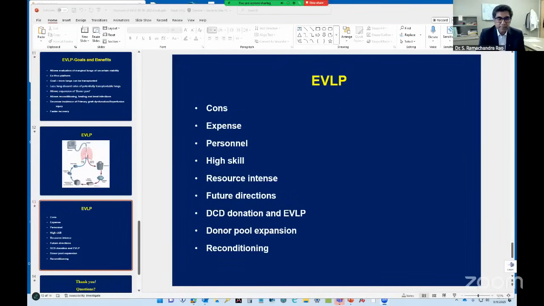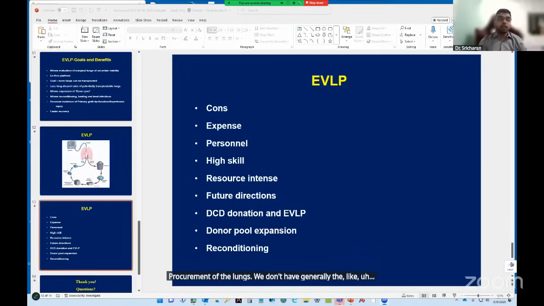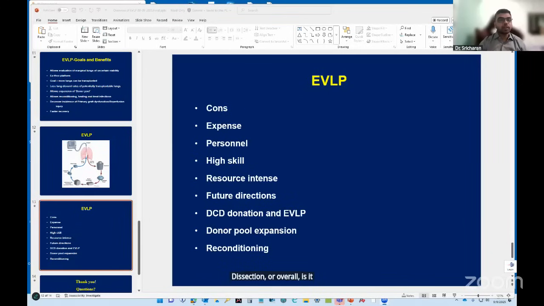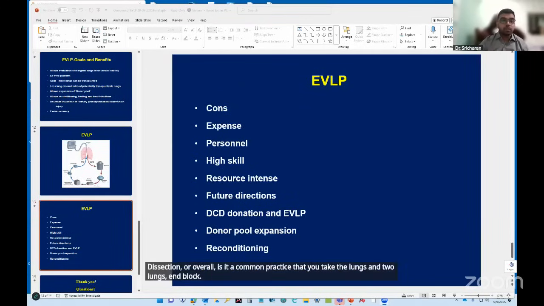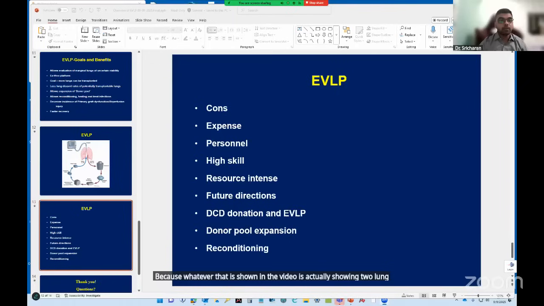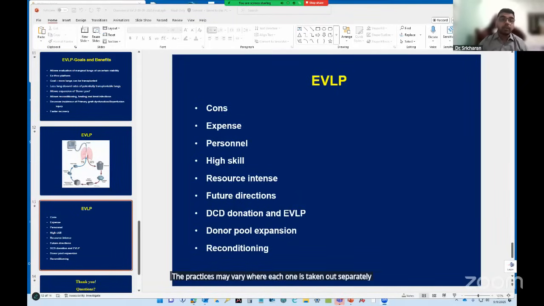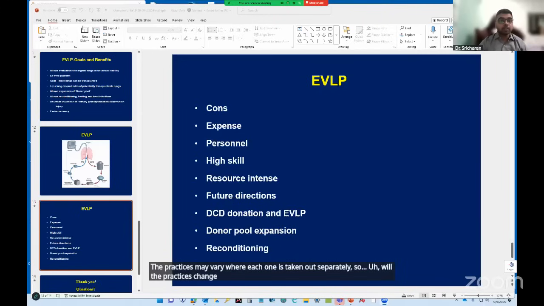Okay, sir. Thank you. For procurement of the lungs, the individual lungs are generally procured individually during the donor harvesting, right? So when we are suspecting an EVLP, is it common practice that you take the two lungs en bloc? Because what is shown in the video is two lungs connected to the trachea en bloc, but practices may vary where each lung is taken out separately. So when we are suspecting EVLP and taking out the lungs, do we take it en bloc or otherwise?